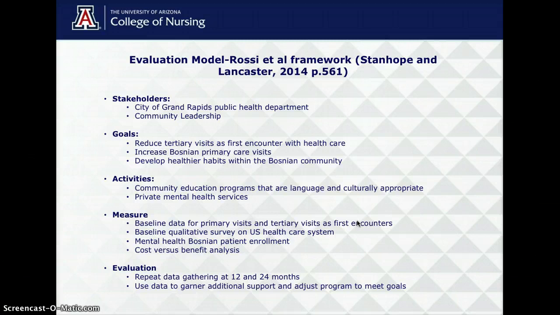The activities would be community education programs that are language and culturally sensitive and appropriate, and a private mental health service to allow the Bosnian community to be treated for post-traumatic stress disorder. The measurements would be baseline measurements of primary visits and tertiary visits, a qualitative survey of Bosnian people on the U.S. healthcare system. We'd like to measure the mental health patient enrollment, and then a cost versus benefit analysis.